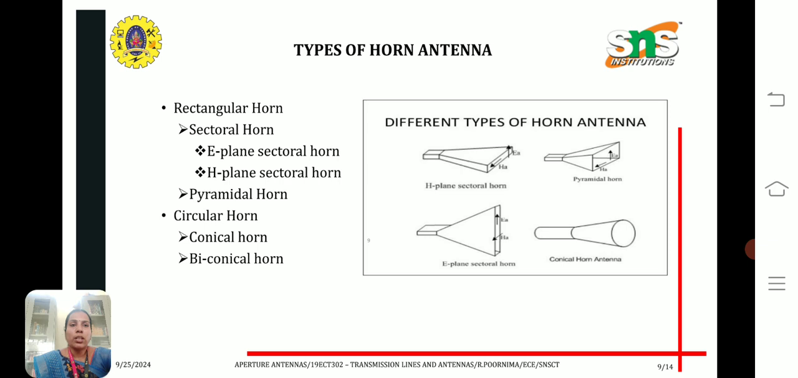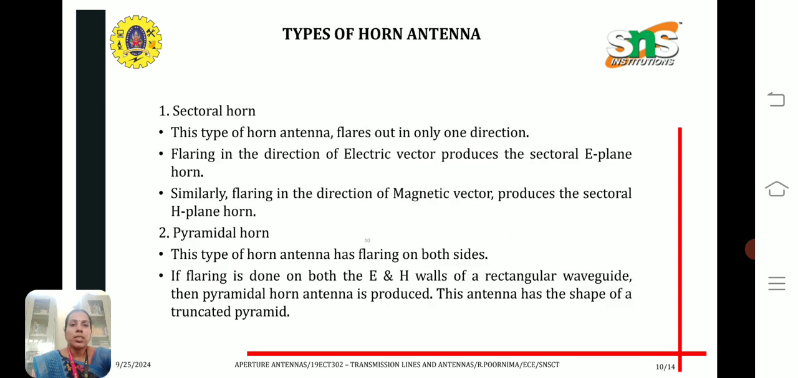Types of horn antenna: the rectangular horn antenna and circular horn antenna. These are the main types, and the rectangular has sectoral horn and pyramidal horns. And the sectoral horn has the E-plane sectoral horn and H-plane sectoral horn. Let's discuss the sectoral horn and pyramidal horn.